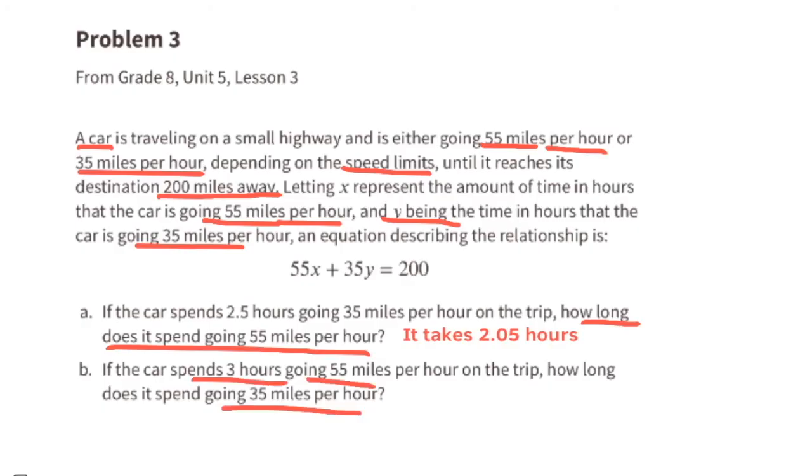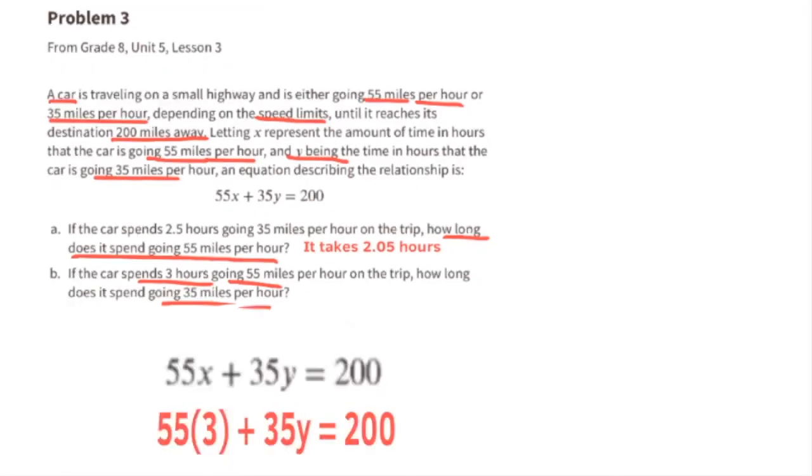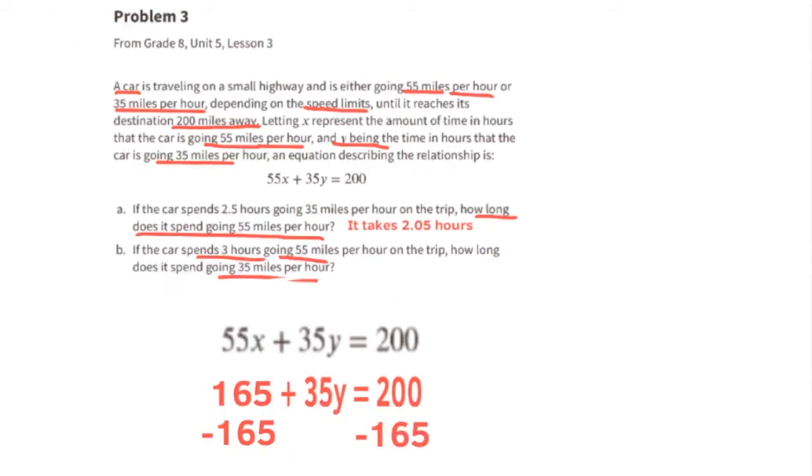B. If the car spends 3 hours going 55 miles per hour on the trip, how long does it spend going 35 miles per hour? Let's start with the original equation, 55x plus 35y equals 200. Now we're going to substitute the x with a 3 to represent the 3 hours going 55 miles per hour on the trip. 55 times 3 equals 165. So now the equation reads 165 plus 35y equals 200. Subtract 165 from both sides of the equal sign.